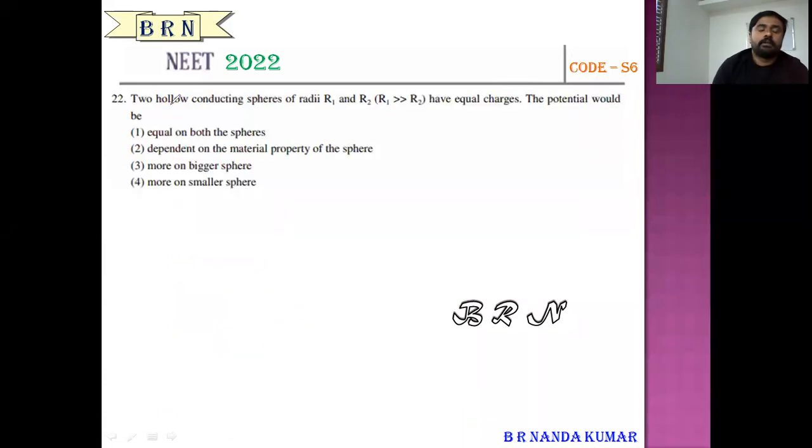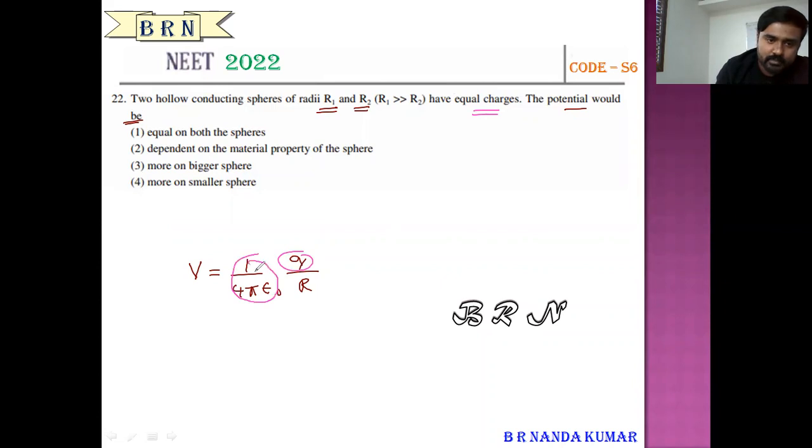Next one, two hollow conducting spheres of radii R1 and R2, R1 is more than R2. Actually, R1 is your larger sphere, R2 is small sphere, have equal charges. The potential would be, okay, electric potential due to uniformly charged thin spherical shell formula. V is equal to 1 divided by 4 pi epsilon naught, q divided by r. So ಇಲ್ಲಿ charge same ಅಂತ ಕೊಟ್ಟಿದ್ದಾರೆ ನೋಡಿ, equal charges. ಅಂದ್ರೆ q is constant, 1 divided by 4 pi epsilon naught is constant.